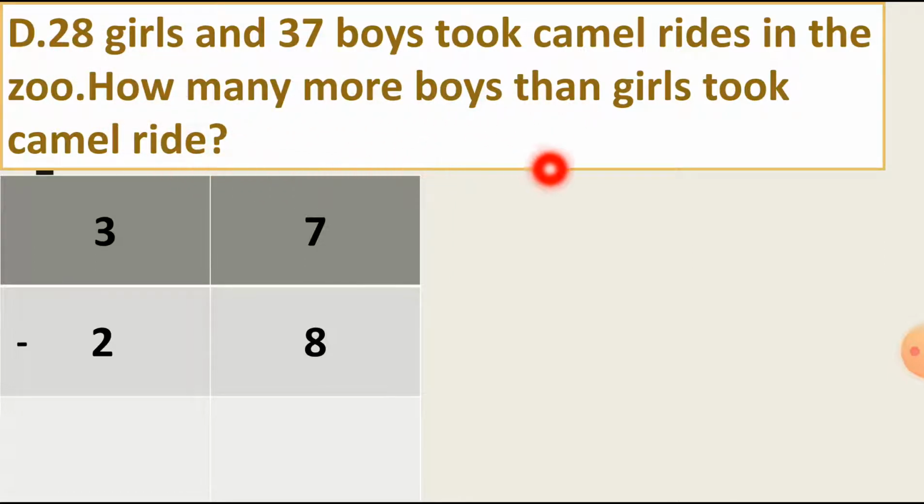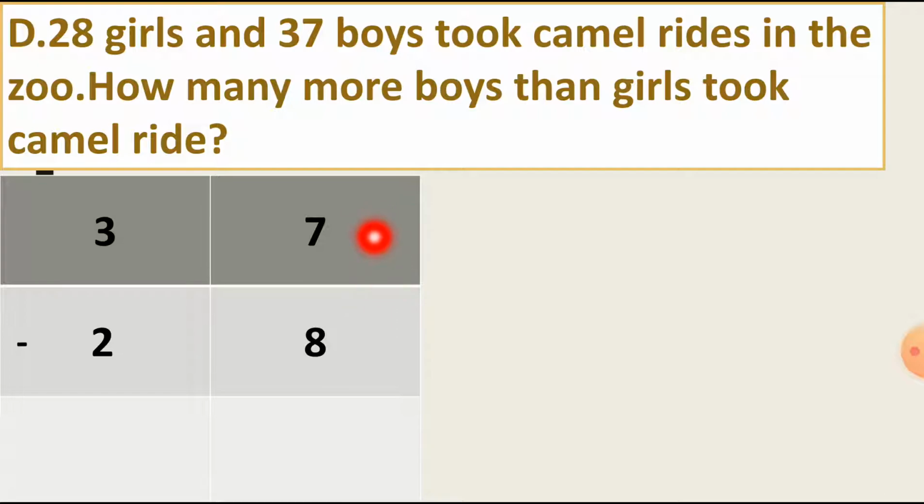How many more boys than girls took the camel ride? So we have to find how many more boys than girls took the camel ride. So you can see how many more. This word indicates the subtraction. We have to follow the subtraction here to find how many more boys than girls took the camel ride. So here 37 minus 28. 37 is the bigger number and 28 is the lesser number. So I put 37 first because this is the bigger number.